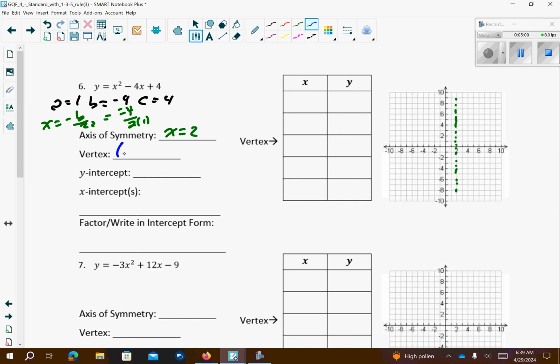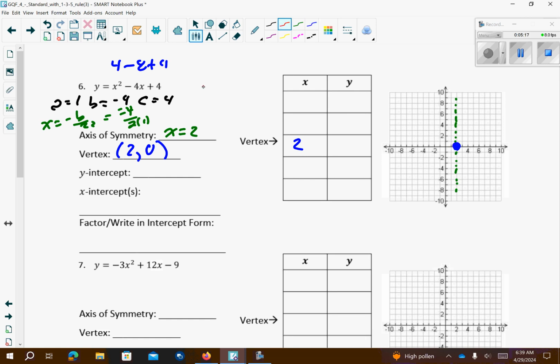Our vertex will be 2 comma something. So let's take 2, plug it in. 2 squared, which is 2 times 2 is 4. Negative 4 times 2 is negative 8 plus 4. If we add those together, we get 0. So 2 comma 0, it's right there.